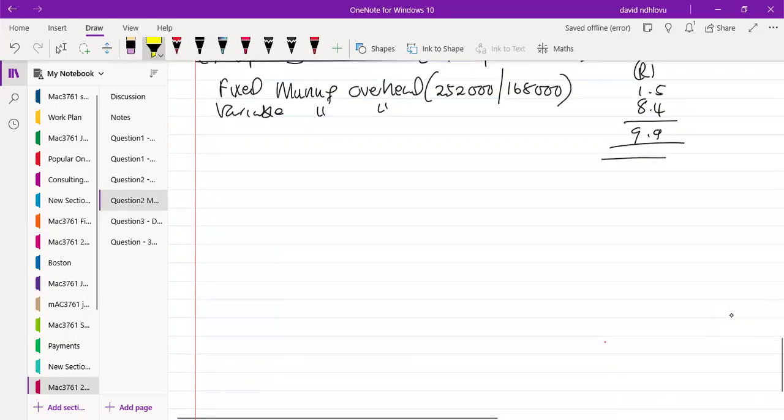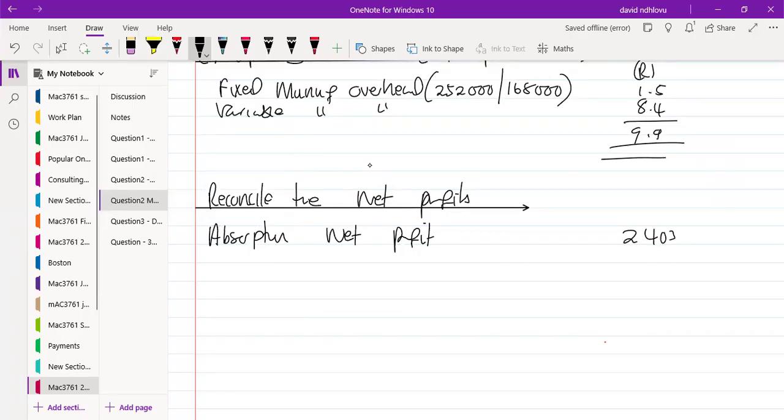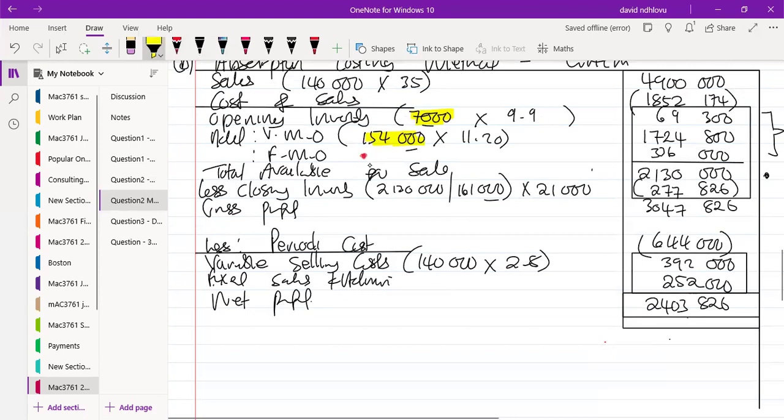Right. Usually you get a request to reconcile the net profits. Now, reconciling means you want to agree the figures and understand where the differences are coming from. So if we start here with absorption net profit, which we got as 2,403,826. So we want to reconcile these two net profits. We want to make them agree.